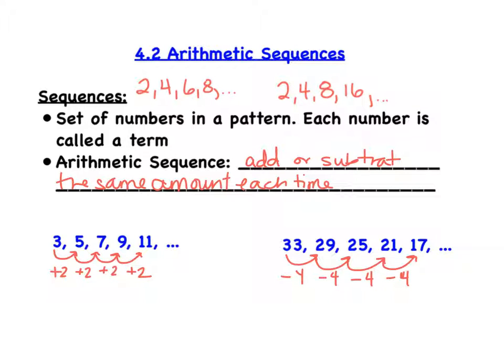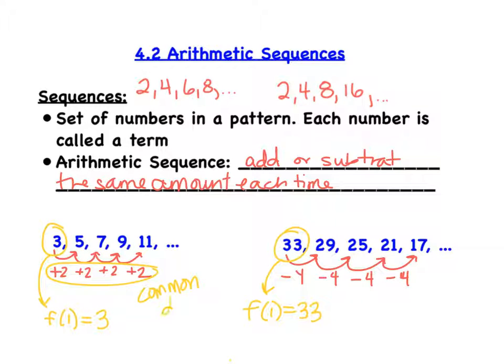And there are some special parts. So just so that we review some notation, remember our first term is always called f of 1. So like in this example, we'd have f of 1 equals 3. If we tried that one, it would be f of 1 equals 33. Those are our first terms. And then this change that's happening every time, they call that the common difference. And it's called common because it's the same every time within a single problem. Obviously, you see that they change from problem to problem.